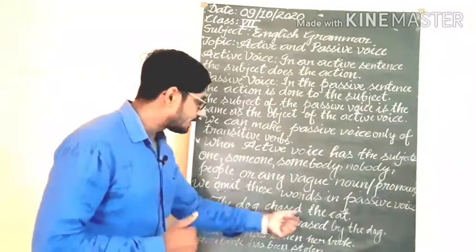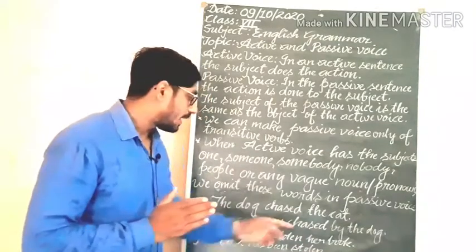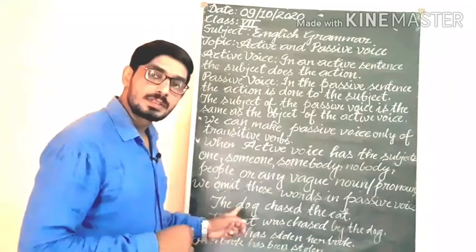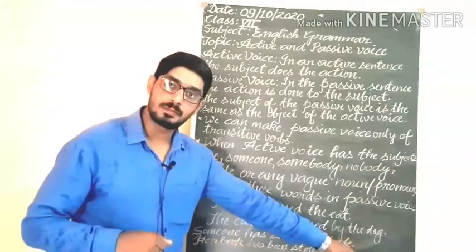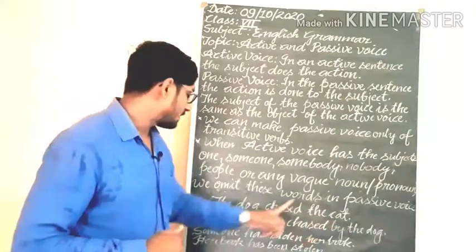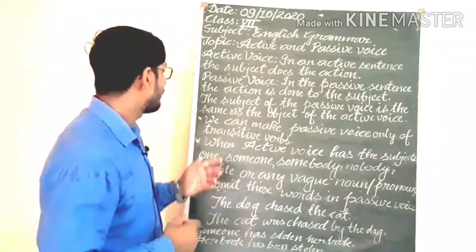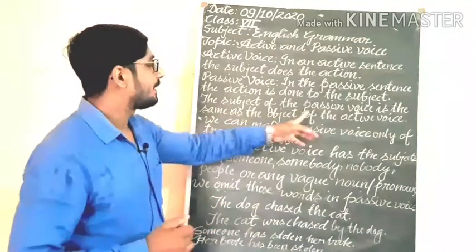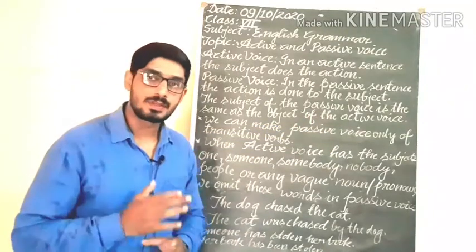The dog chased the cat. Here the dog is what? Subject, and the cat is an object. So the subject of active voice will be the object in passive voice, and the object of active voice will be the subject in passive voice. Understand? The subject of the passive voice is the same as the object of the active voice.